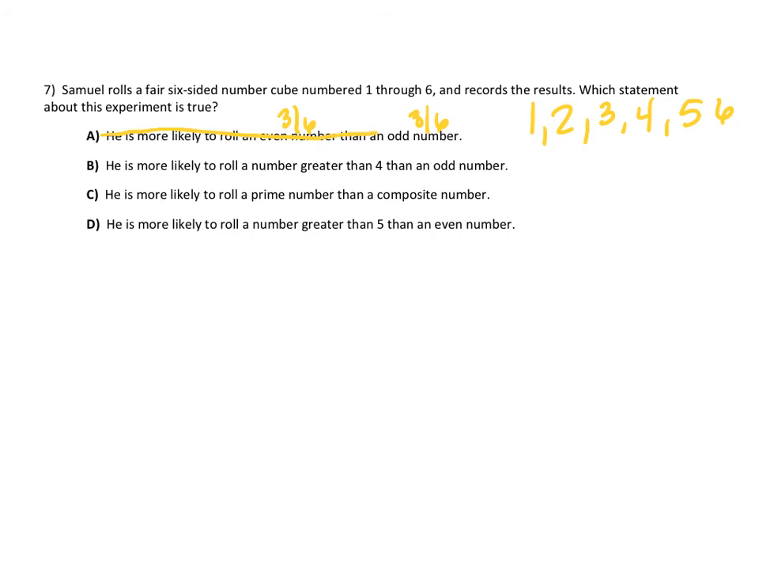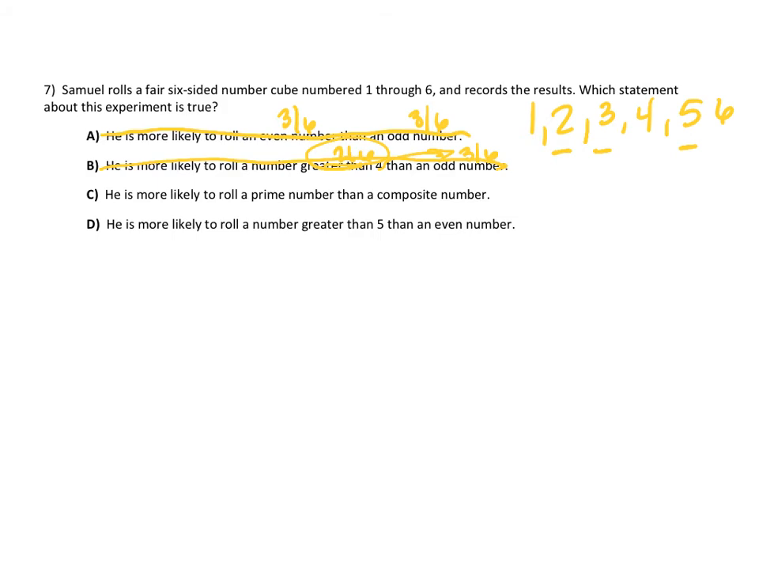We're looking for the true statement, right? He is more likely to roll a number greater than 4 than an odd number. What's greater than 4? 2 out of 6, and an odd number is 3 out of 6. So is this one going to be more than this one? Nope. He is more likely to roll a prime. Okay, what's my prime? It's 2, 3, and 5. So 3 out of 6.